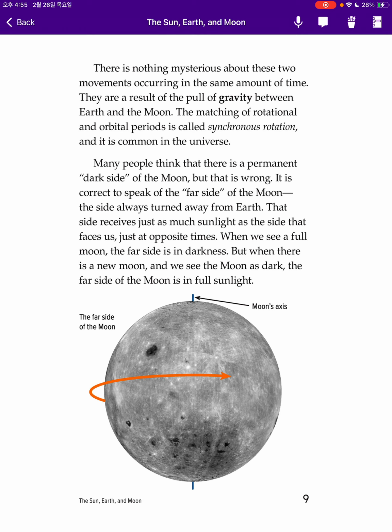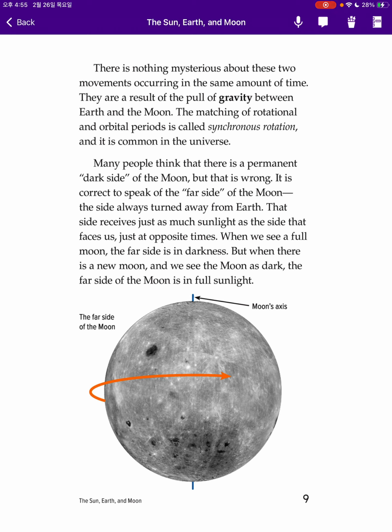Many people think that there is a permanent dark side on the Moon, but that is wrong. It is correct to speak of the far side of the Moon, the side always turned away from Earth. That side receives just as much sunlight as the side that faces us, just at opposite times.